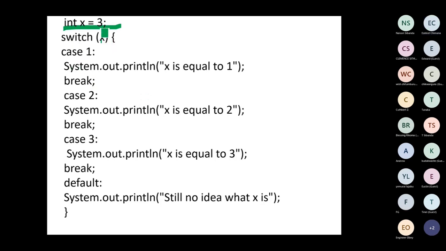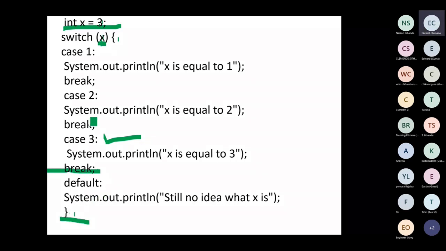Here, we've got switch, then x, this variable, and then this block of code. It chooses which case to execute based on this variable. For example, here you've got 3, so it will choose case number 3 and execute it. It will print that x is equal to 3. Then when it reaches the break, it goes out of the switch statement and executes whatever follows after this block. I think this is the switch statement.